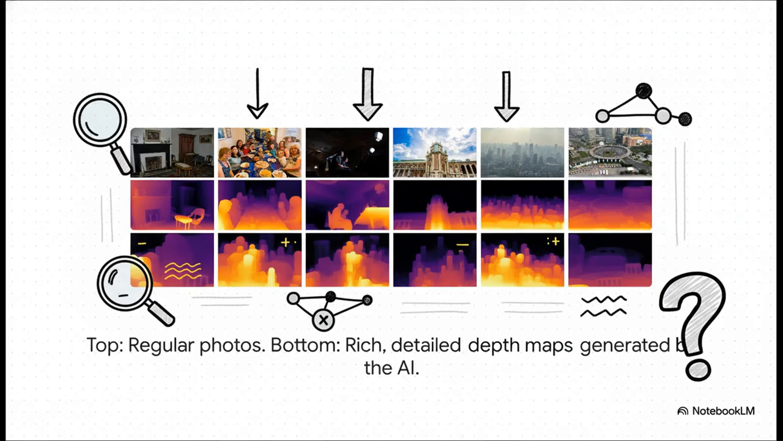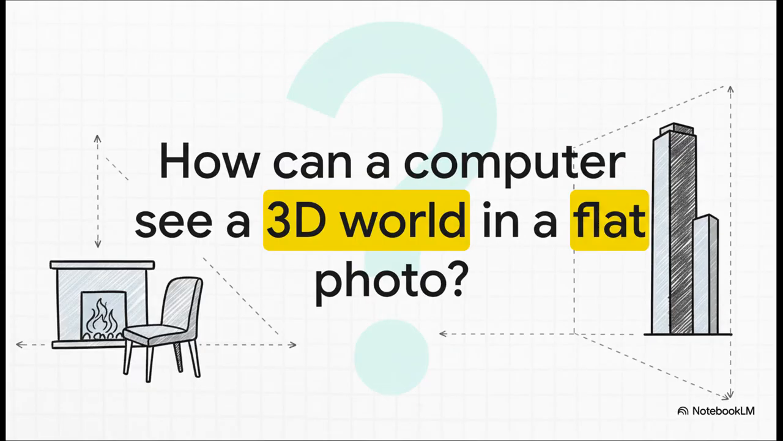It's kind of mind-blowing. But how on earth is that even possible? I mean, seriously, how does it know that the chair is in front of the fireplace or that one building is miles behind another one, all from a single picture? That is the big question, the fundamental challenge, and that's exactly what we're going to unpack.